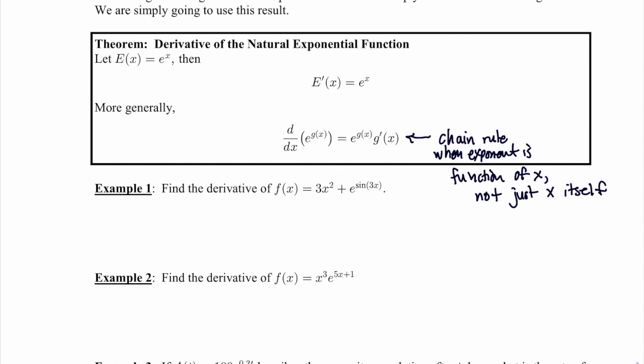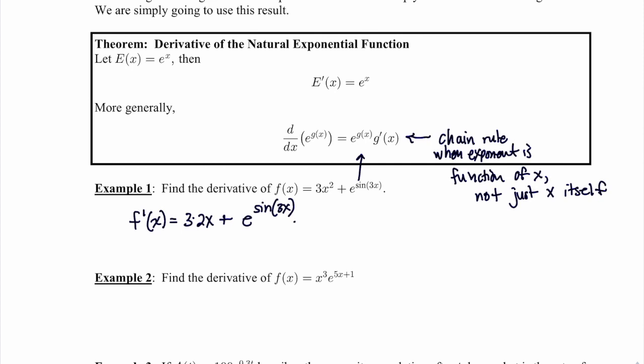Find the derivative of f of x equals 3x squared plus e to the sine of 3x. So now we want the derivative, so we'll write f prime of x equals, and the first term is just a polynomial, so we'll do 3 times 2x, so that's going to be 6x, and then we'll add the derivative of e to the sine of 3x. So we notice that fits this structure where we have e to a function, and the theorem says the derivative is e to that function times the derivative of that function.